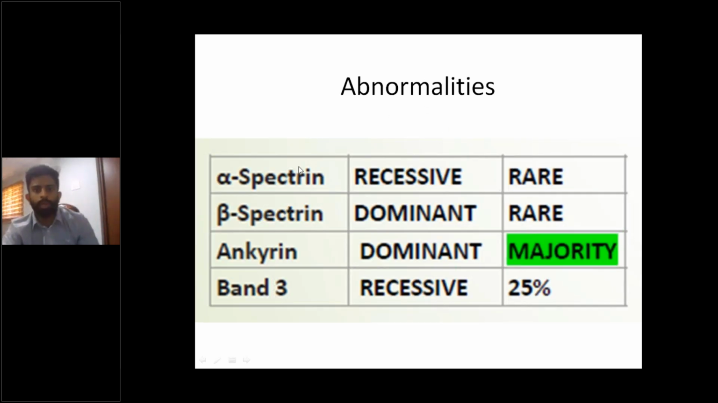Alpha spectrin abnormalities have a recessive inheritance and are very rare. Beta spectrin has a dominant inheritance and is also very rare. Major spectrin deficiency causes hereditary spherocytosis in the severe form. Ankyrin is dominant, it is the majority form, and causes mild hereditary spherocytosis. Band 3 has recessive inheritance, and the defect in band 3 leads to 25% of the cases.